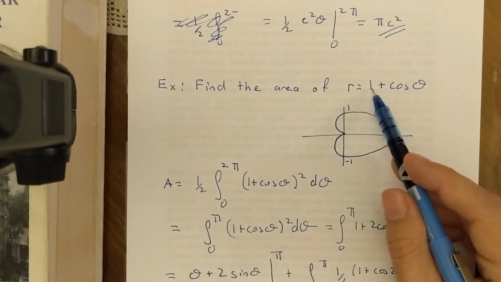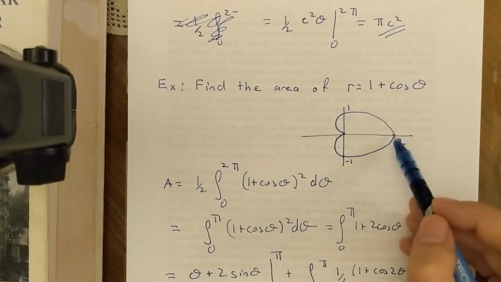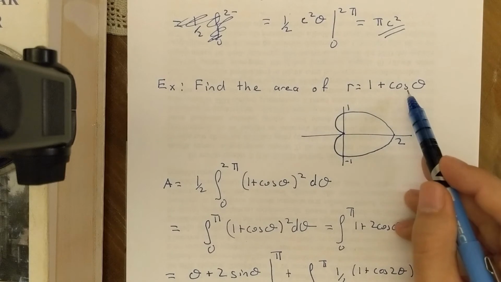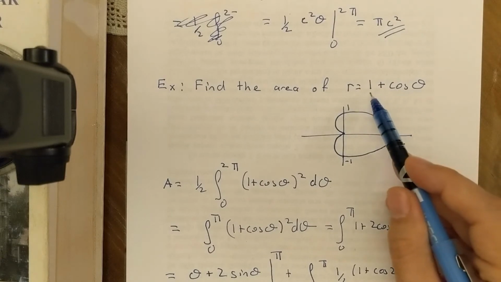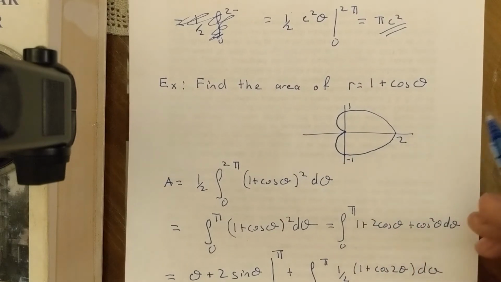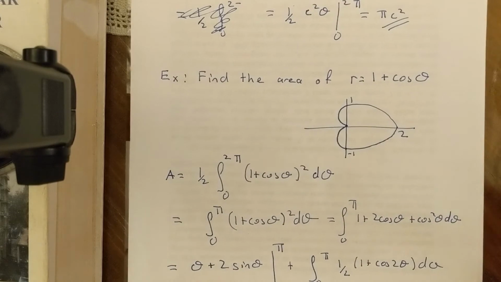And let's, for example, plug in pi over 2, then this is 0, so r would be equal to 1. So you're continuously going to 1, and then when you're at pi, cosine theta would be minus 1, so r is 0, so you're back at the origin. You got this heart shape, it's a cardioid, okay? So we'd like to find the area inside this cardioid.